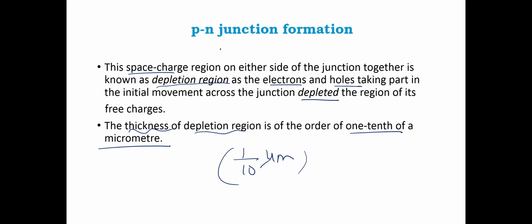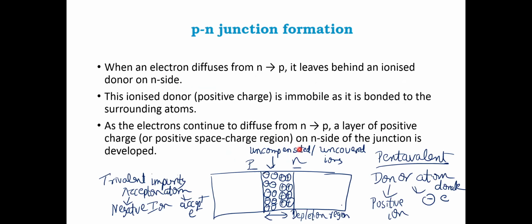Why does the depletion region not proceed further and occupy the entire P and N regions? Why does it limit itself to 1/10 of a micrometer? Harsh, can you tell the reason for that? Here we have shown that the depletion region is only so much. Why don't the holes here and the electrons here completely diffuse, so that a complete depletion region can form? What is the reason for that?